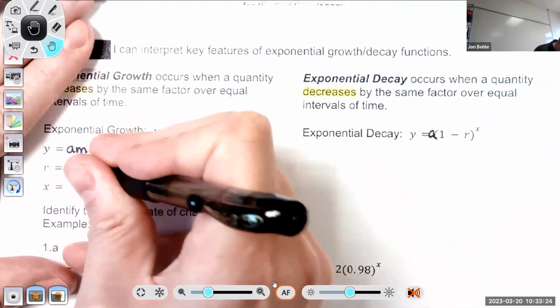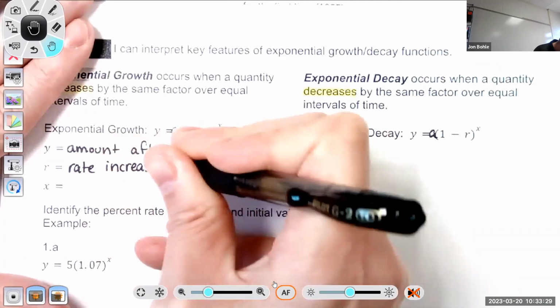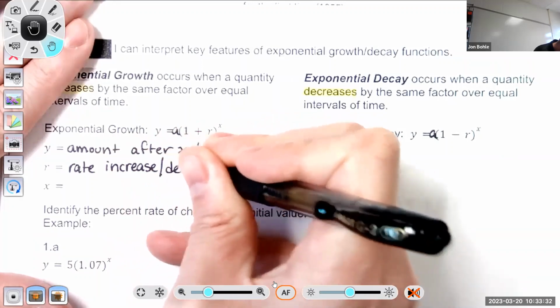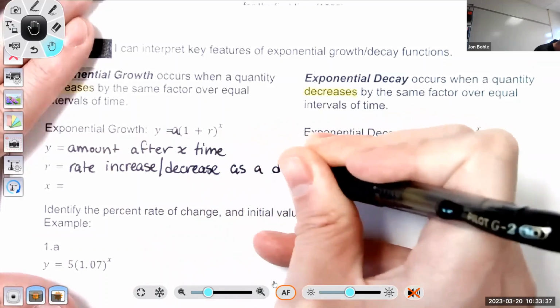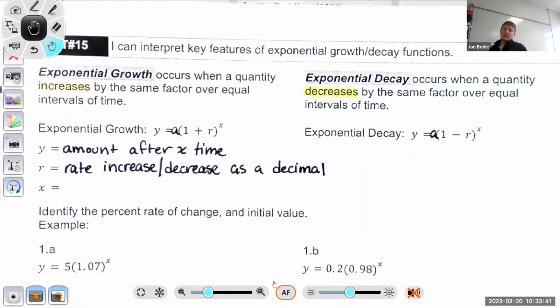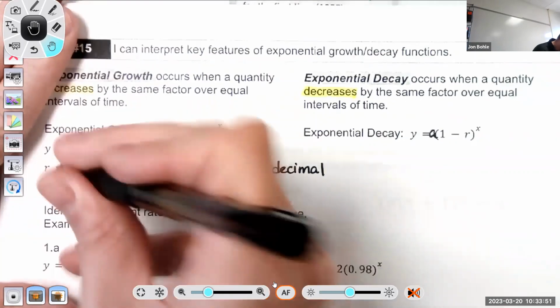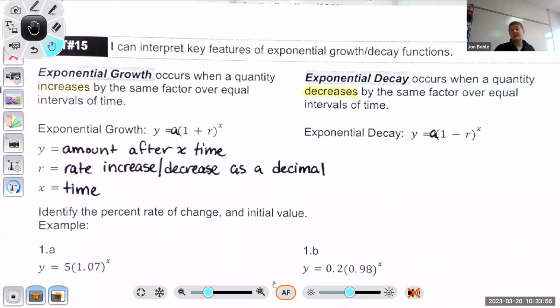Okay. R is going to be the rate, increase or decrease, as a decimal. So rate for us is going to be a percentage. R, though, we need to write that percentage as a decimal. X is, in this situation, going to be time. Sometimes you're going to see this written as T.